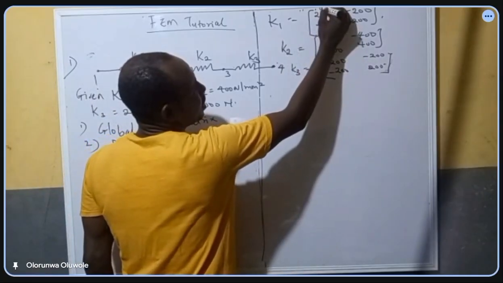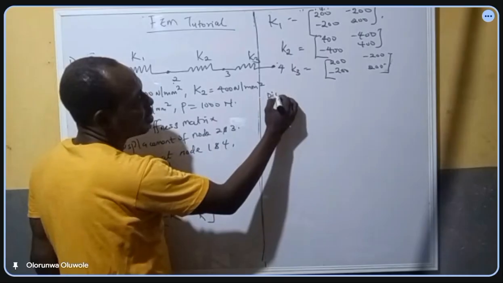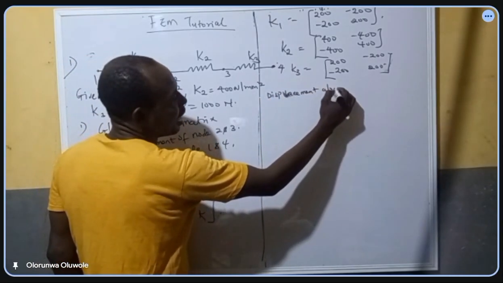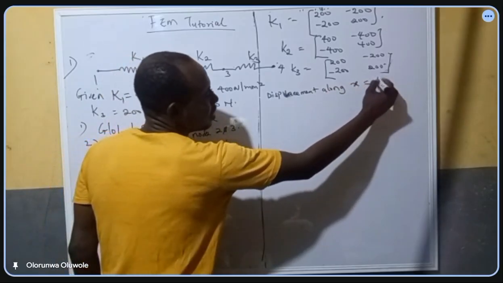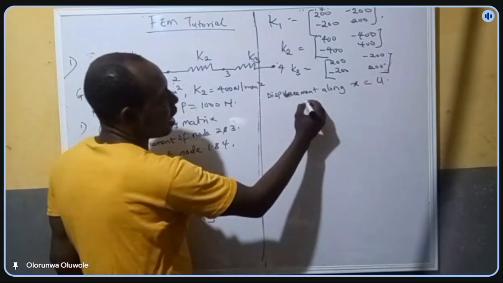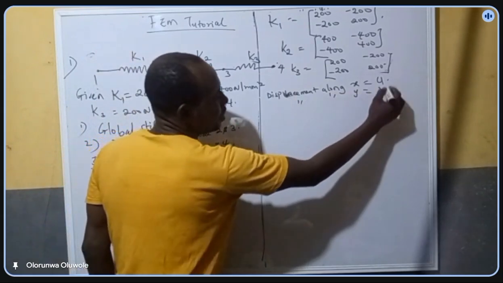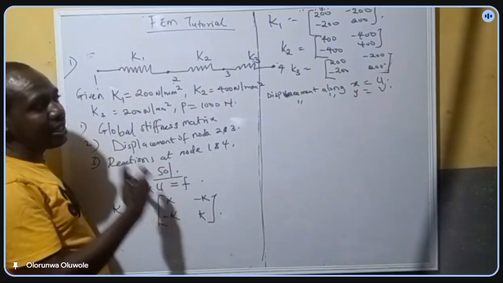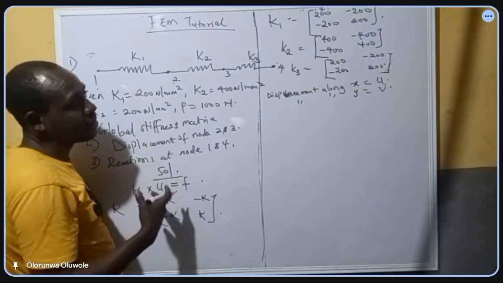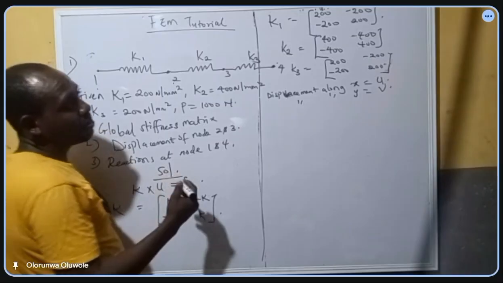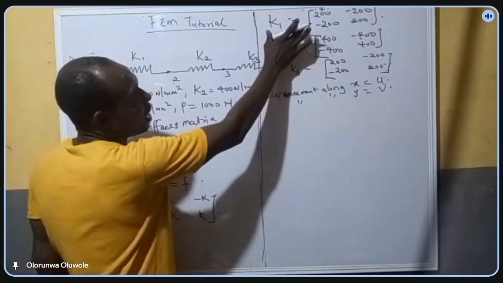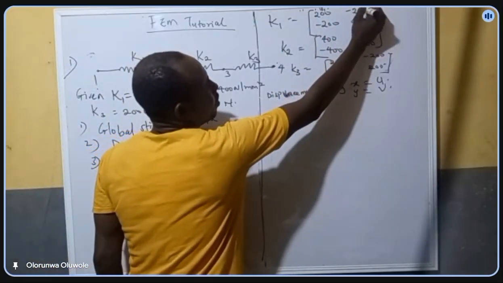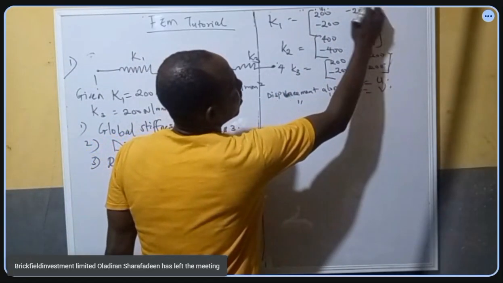Our displacements along x will be u, and along y will be v. So please, if you are writing, write fast, because I need to clean the board so that I can have space to write. Then our K1, since it's between 1 and 2, you have U1, V1.